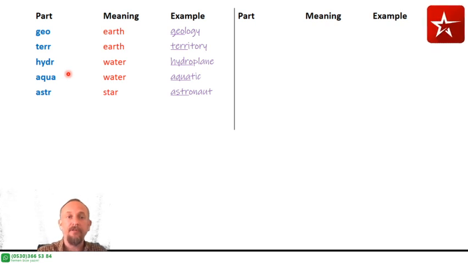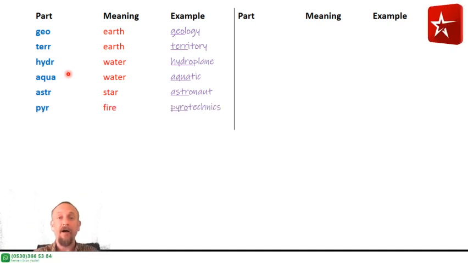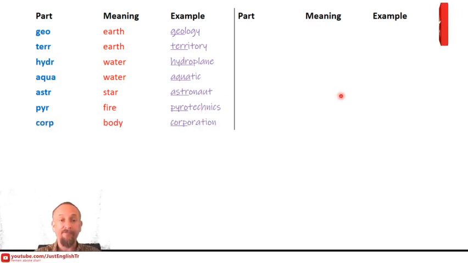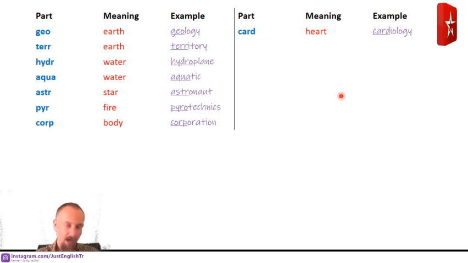We have astra, meaning star, and we have the example an astronaut, a person who goes to the stars. We have pyro, meaning fire, and we have pyrotechnics. I don't know, in some films, disaster films where they've got lots of fire going on, they have special technicians responsible, and this department would be called the pyrotechnic department. Then we have corp, meaning body, such as corporation, a business body. Then we have card, meaning heart. And cardiology would be the study of the heart.